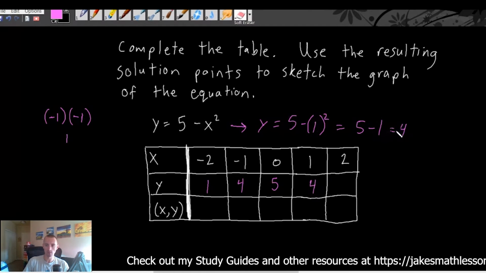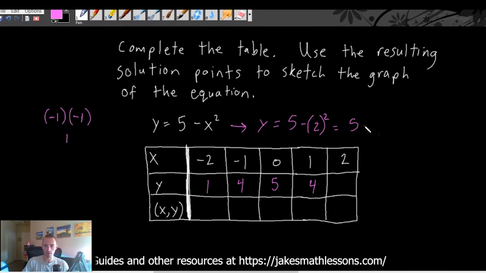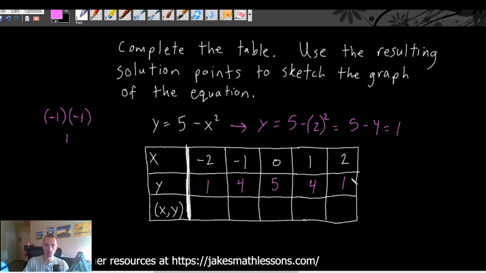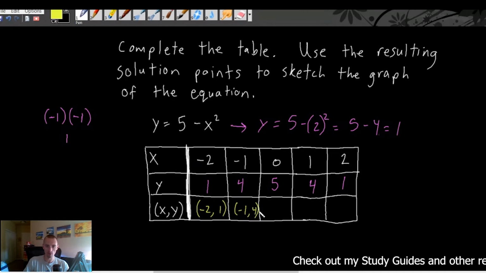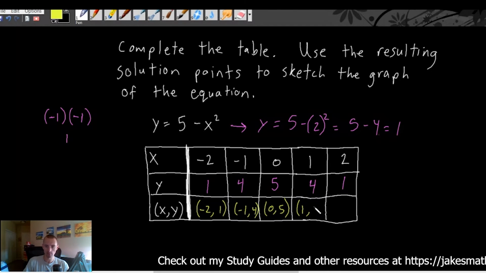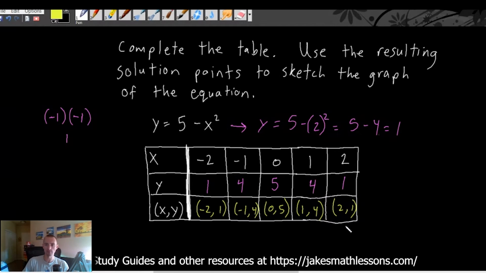And then similarly, we put in +2. 2 squared is 4. 5 minus 4 is 1. So these are the different y values. So now what we can do is create xy pairs from these xy combinations. To do that, we rewrite it as parentheses, whatever your x number is, so -2, comma, whatever your y number is, 1. -1 for x, 4 for y. 0 for x, 5 for y. 1 for x, 4 for y, and 2 for x, 1 for y. So now we have these 5 different xy pairs here.